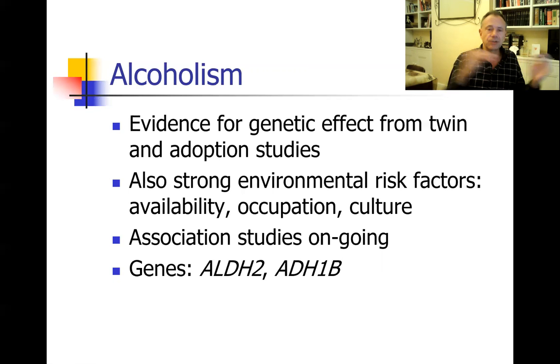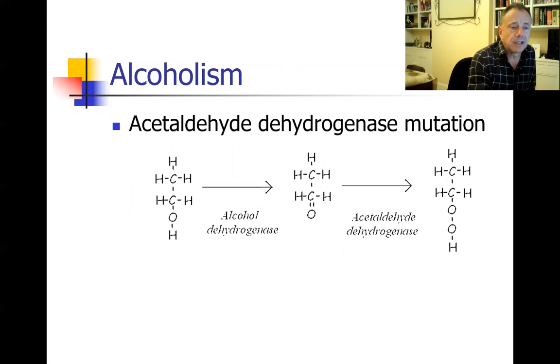People are doing GWAS studies and so on, and there is some stuff popping up a little bit. But what I want to show you is one very clear little bit of biology, where we can relate a genetic variant to this complex phenotype of risk of developing alcoholism. The genes that are involved are acetaldehyde dehydrogenase and alcohol dehydrogenase. And the way it works is this. In some populations, East Asian populations especially, it's very common to have an acetaldehyde dehydrogenase mutation, which knocks out your acetaldehyde dehydrogenase.